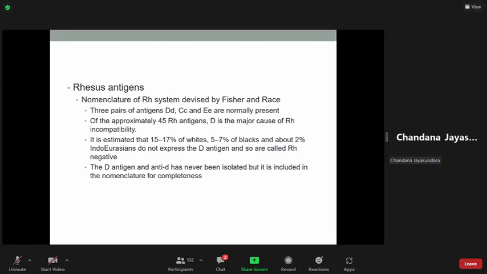So there are three pairs that we stopped at that point, and the antigen, the capital D, is not isolated, but for completeness' sake we include that in our nomenclature. Right?